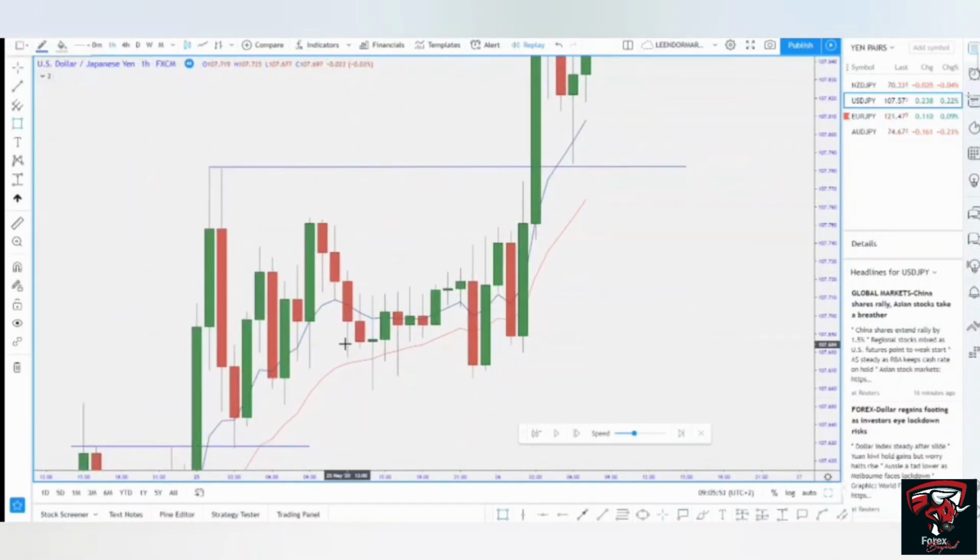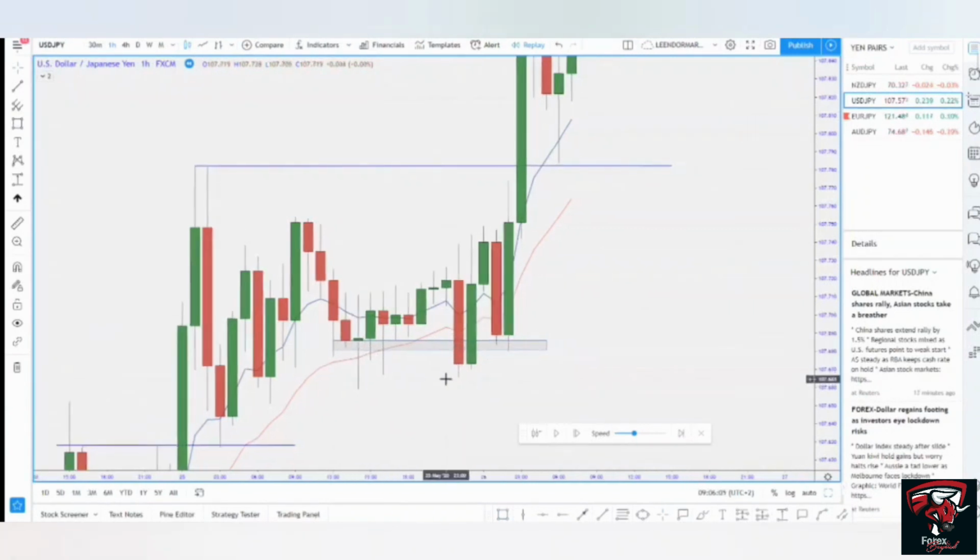Let me use a rectangle for this example. So this is a line that touches most wicks. You can see 1, 2, 3, 4, 5, 6. This is an area in which the market spiked so much. So you can see how this level then became a level of support. And also the EMA is playing quite a major part in this analysis and this trade.